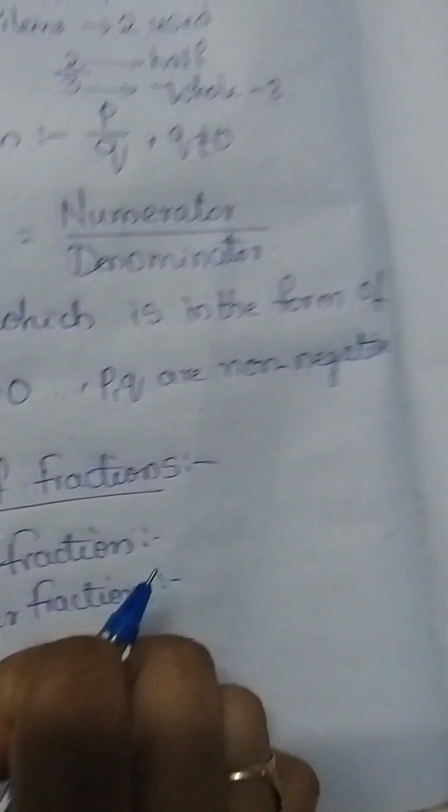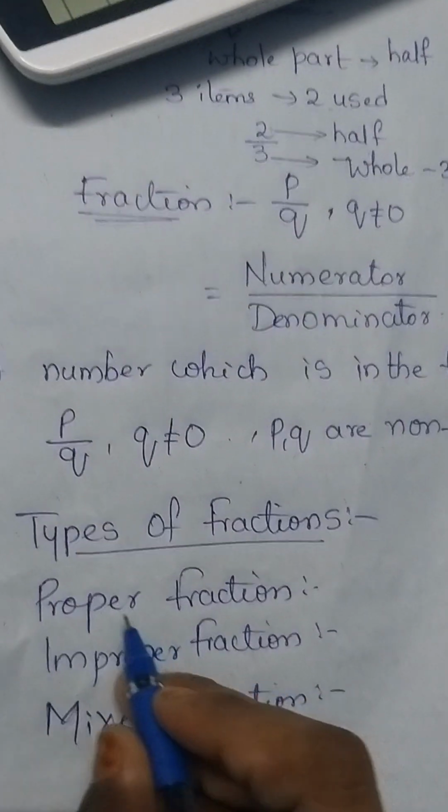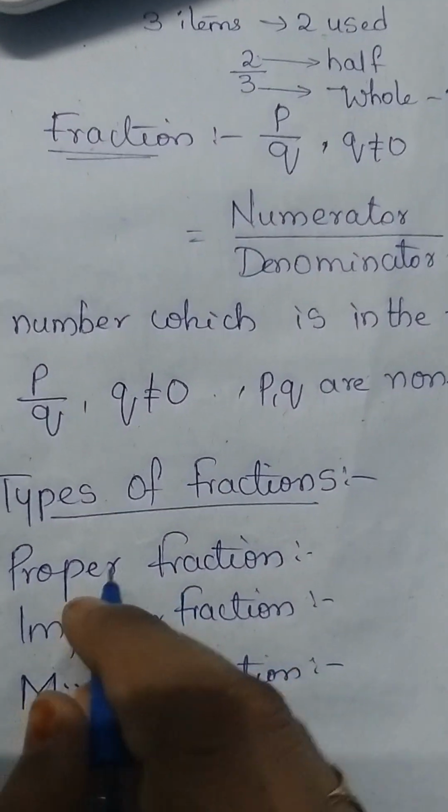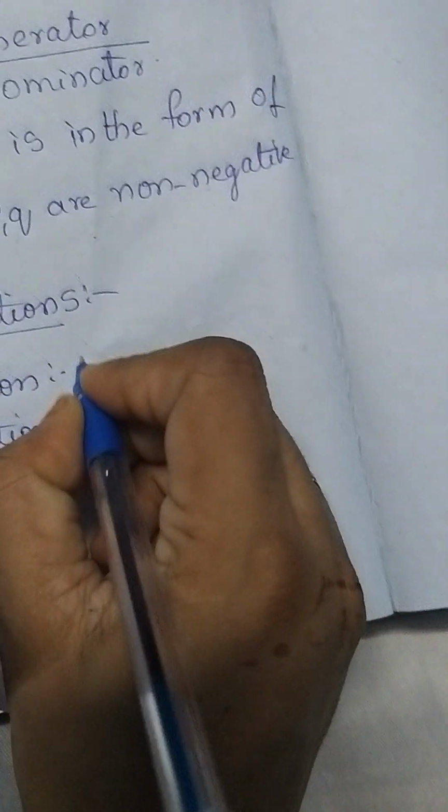Let us know what a proper fraction is, children. A proper fraction is a fraction whose denominator is, I will tell here, children.